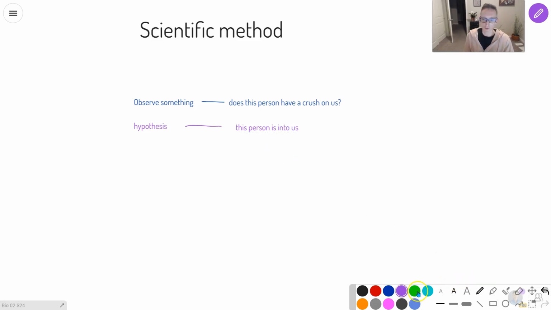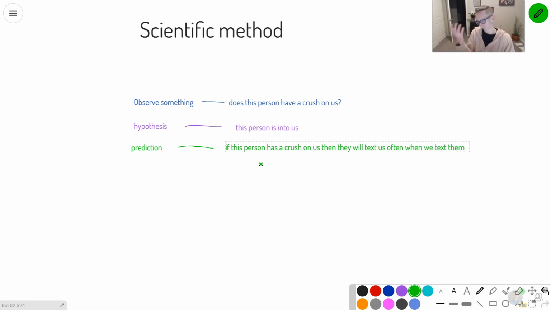So then our prediction would be something like this. Prediction: if this person has a crush on us, then they will text us often when we text them. Seems pretty reasonable.